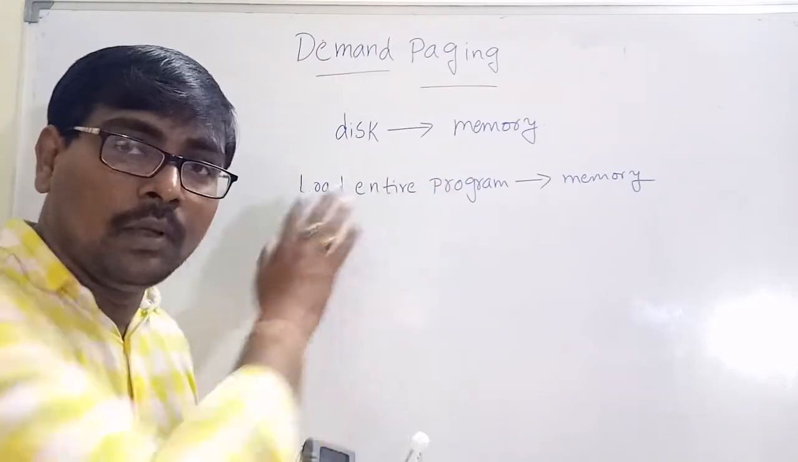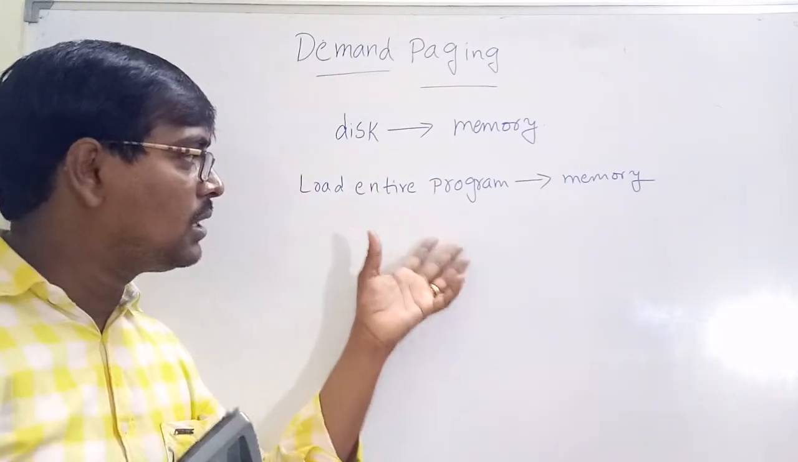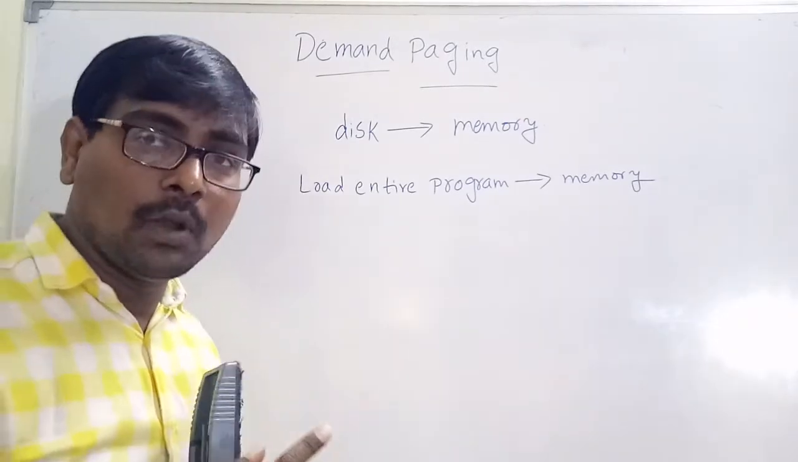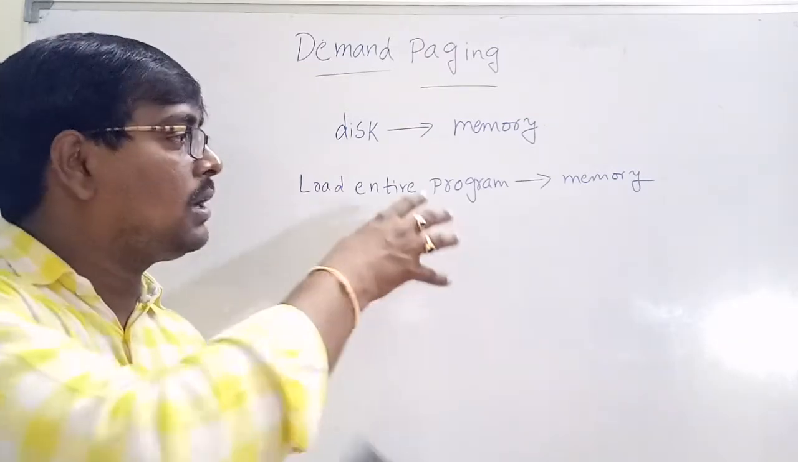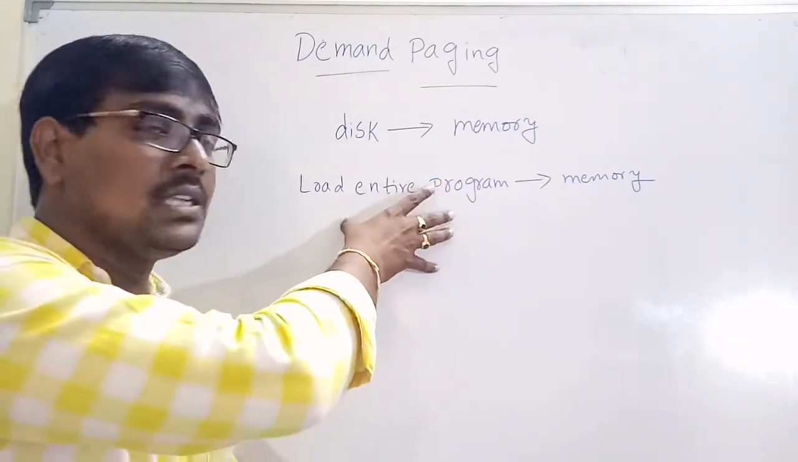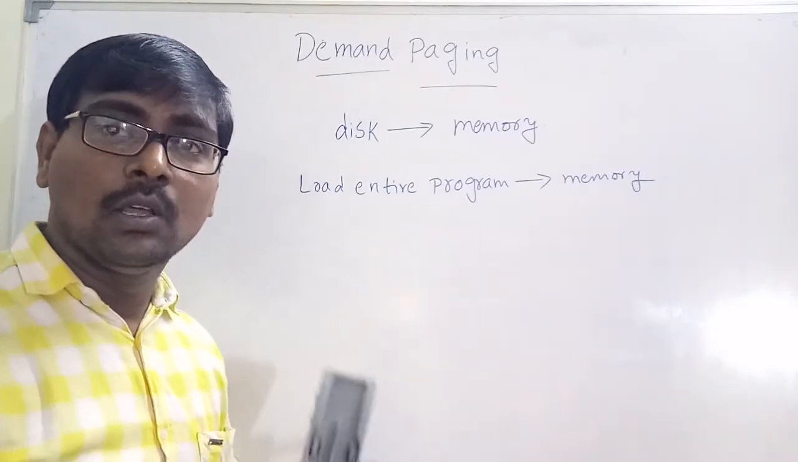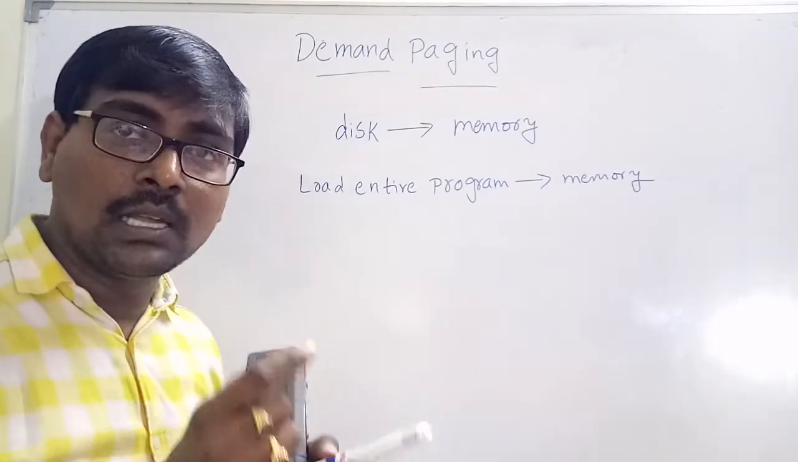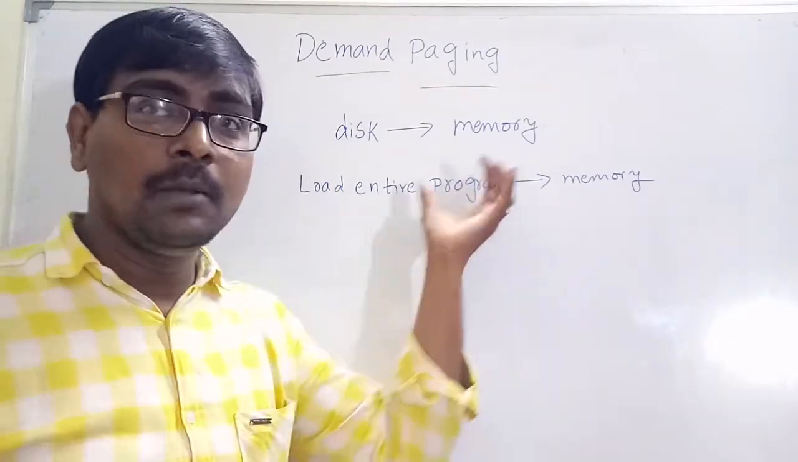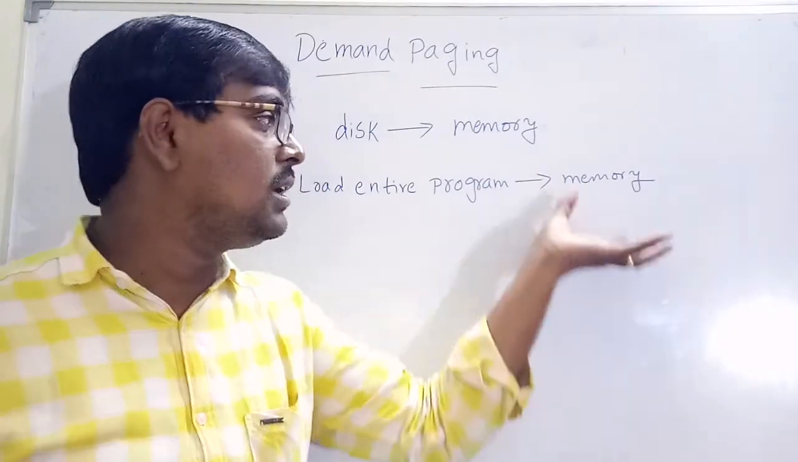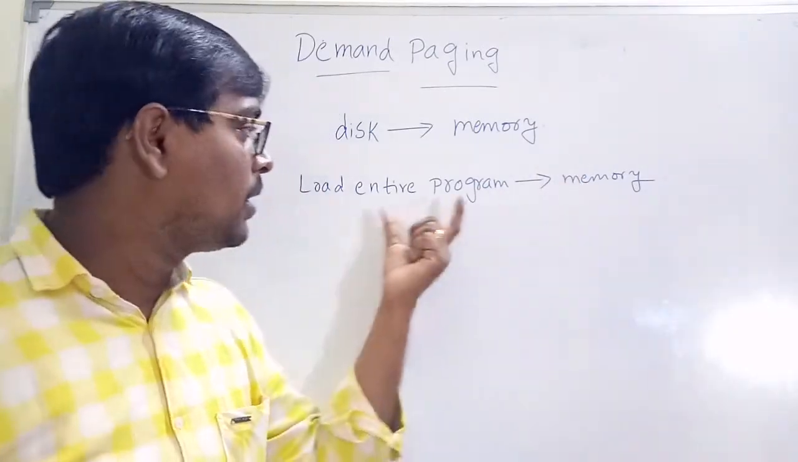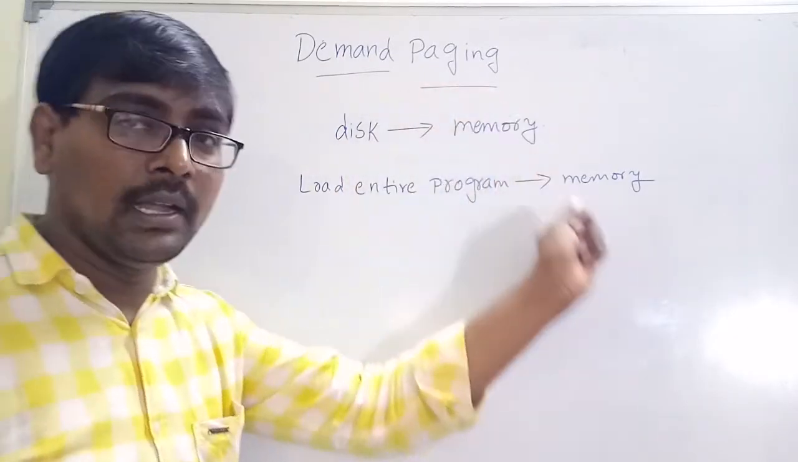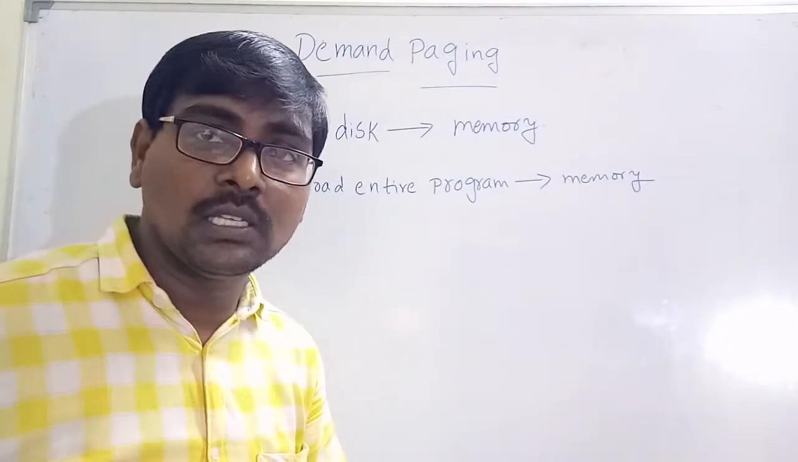But what is the problem with this option? We have a disadvantage with loading the entire program into the memory. Suppose at a particular situation, we don't need the entire program. We need only some part of the program, but even though we need only some part, the entire program is loaded into the memory. That is the wastage of memory. At that particular time we don't need the entire program, but we are loading the entire program. That is simply wastage of the memory.